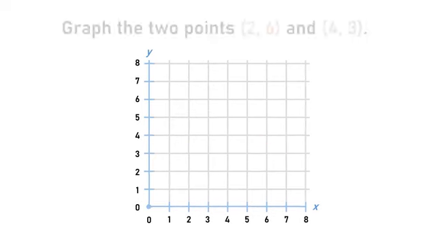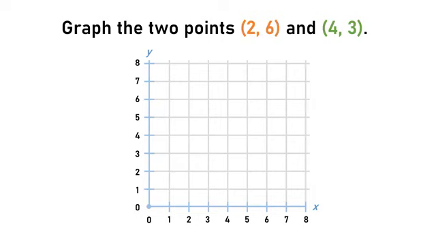Let's try another one. Graph the 2 points (2, 6) and (4, 3). Here we have two ordered pairs we need to graph. Let's start with the first at 2 and 6. That's 2 on the x-axis and 6 on the y-axis. Connecting the two coordinates together, we arrive at this location here. So we'll graph that point.